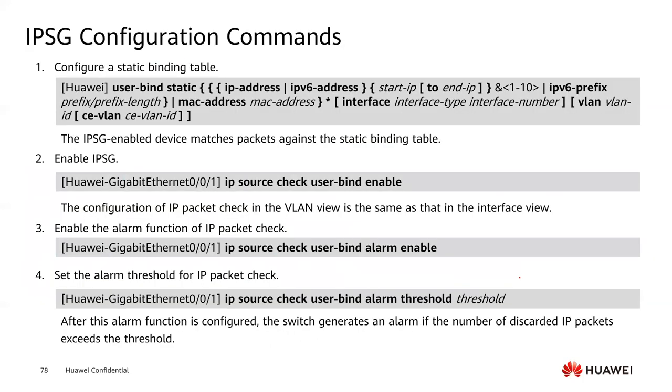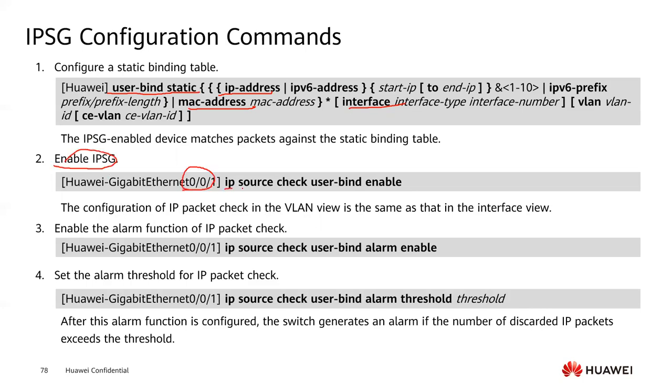Let's look at how to configure. Just try to imagine what parameters we need to check. You will find that for IPSG you need to configure a corresponding static binding entry. It can include IP address, MAC address, interface, and VLAN, right? And then you need to enable IPSG function inside the interface.